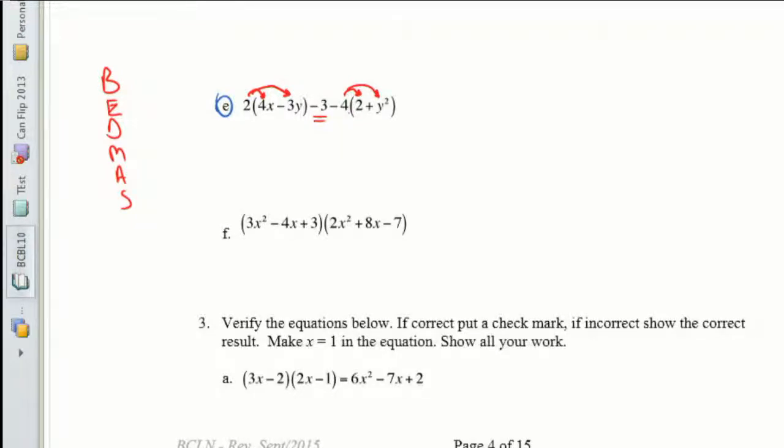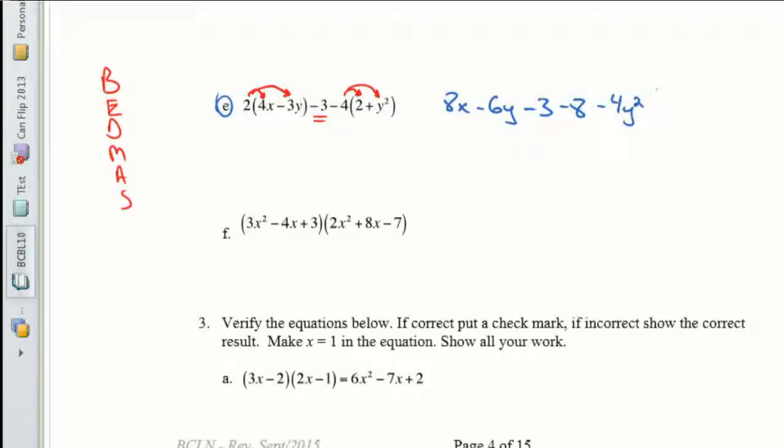It just kind of hangs around. So 2 times 4x gives me 8x. 2 times 3y is -6y. Then I have this -3, which is just hanging around. Then -4 times +2 is -8, and -4 times y squared is -4y squared.